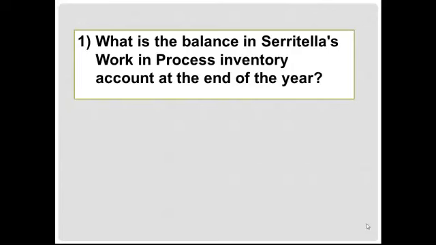Now, based on this information, we're first asked, what is the balance in Saratella's work-in-process inventory account at the end of the year? Now, you know from your prior studies that in a job order system, you could identify which jobs are currently in work-in-process. But because we're not given job information, we're going to have to compute it through the cost of goods manufactured schedule. So let's get started.